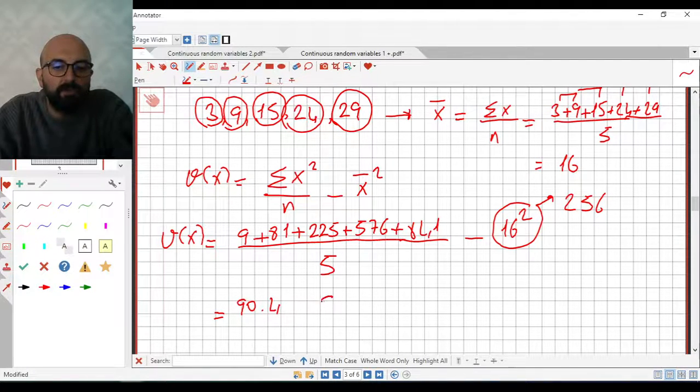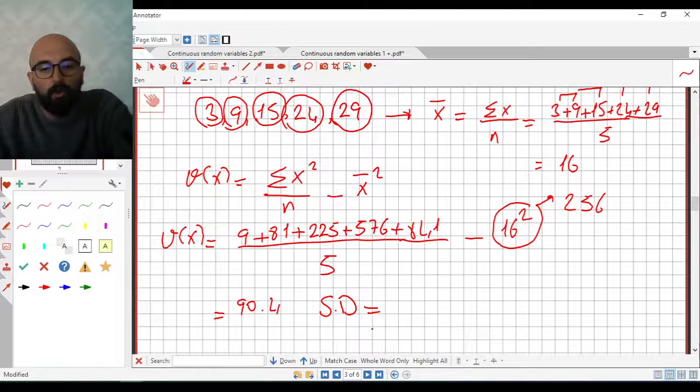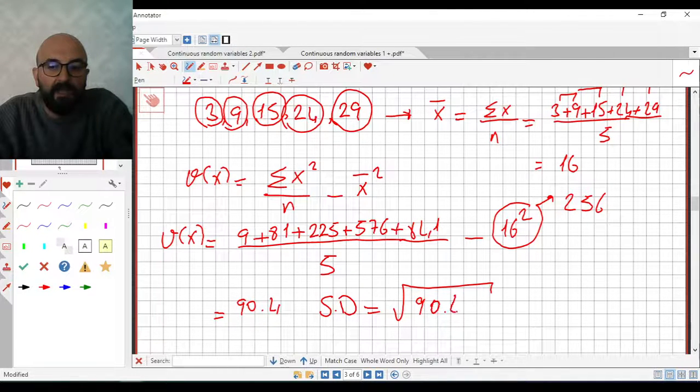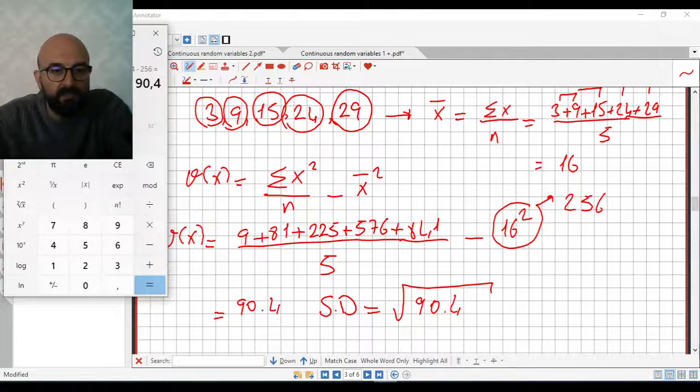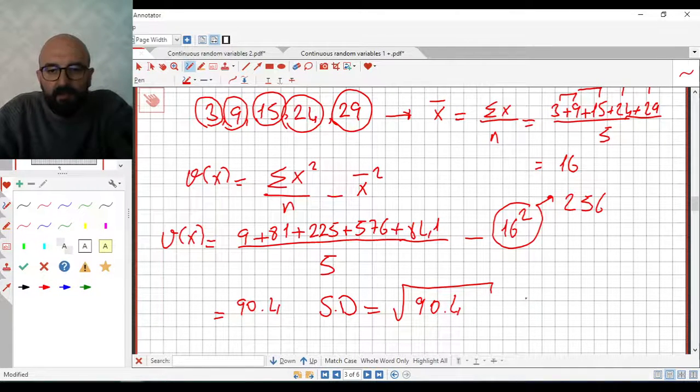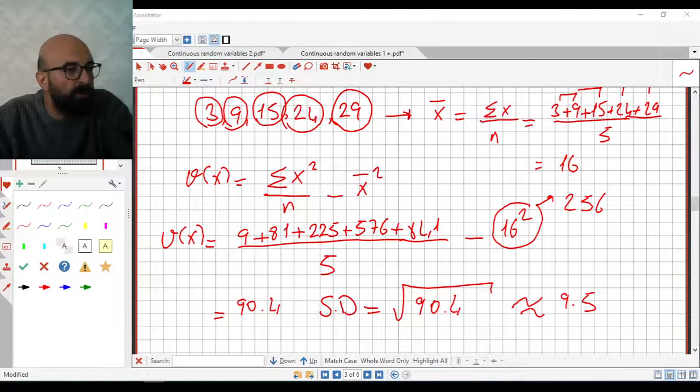And if we want the standard deviation, also called SD, it means the square root of this variance. It means the square root of 19.4. I want to use my calculator, and the square root of 19.4 is approximately 9.5. Okay, the standard deviation is 9.5.